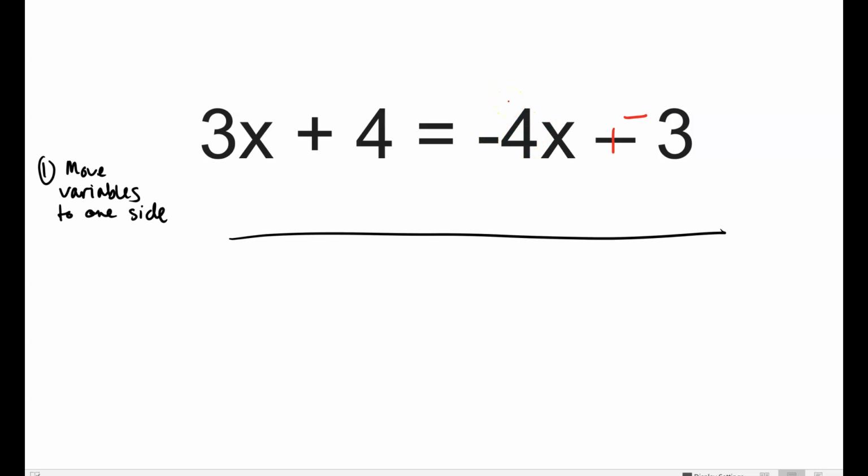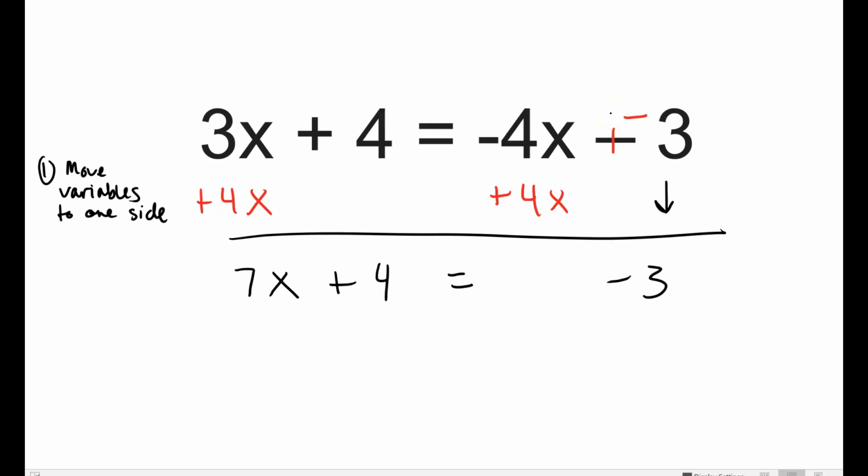What's the opposite of negative 4x? A positive 4x, right? So I'm going to add 4x to both sides. Once I do that, 3x plus 4x gives me 7x. Drop down plus 4, drop down that equal sign, drop down that negative 3. Make sure you keep track of that negative sign. Now, hopefully you notice it's our good old friend, a two-step equation.